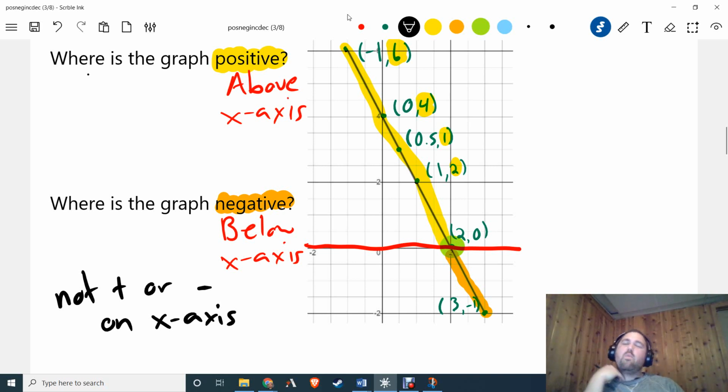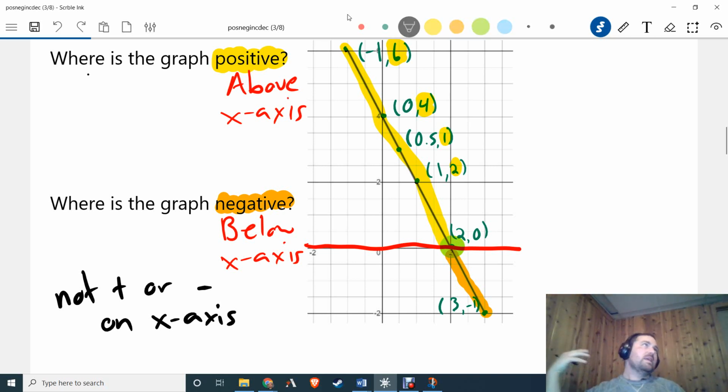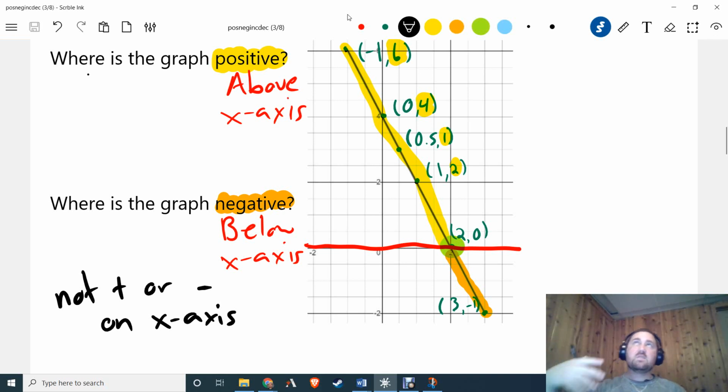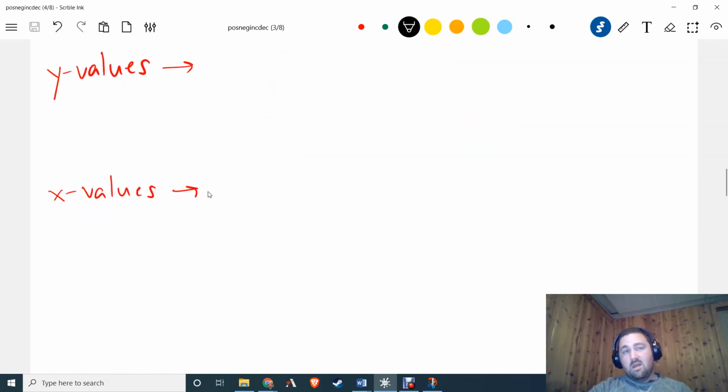But that leaves me wanting something more, because in math we often want to represent things in different ways. Maybe here we want to use symbols. So let's look at one other thing, and then we'll jump into this idea of using symbols for this stuff, okay? As a refresher, we've been talking about y values and x values.